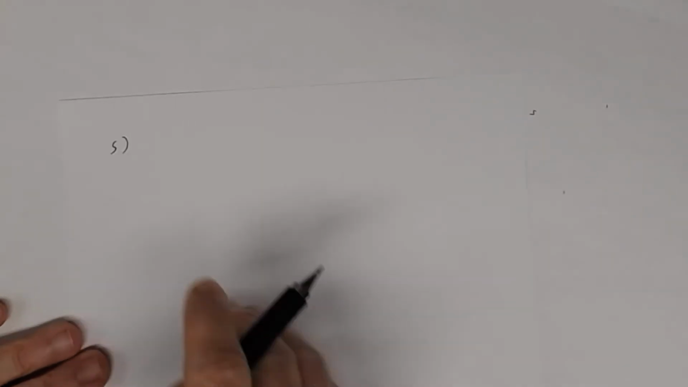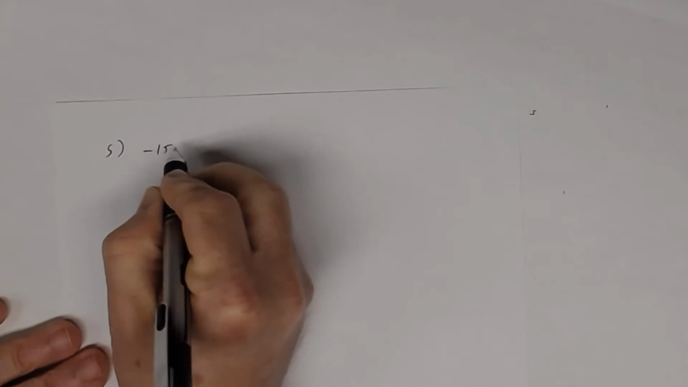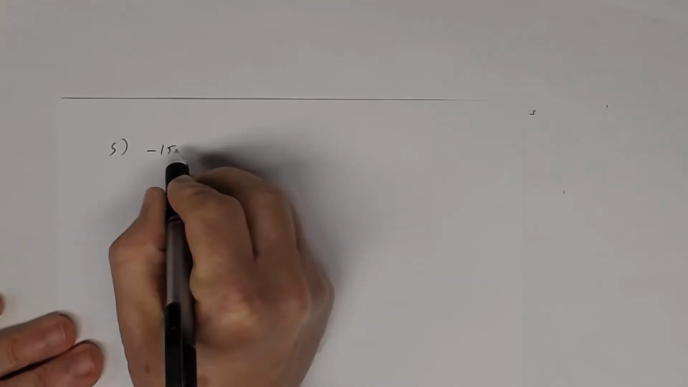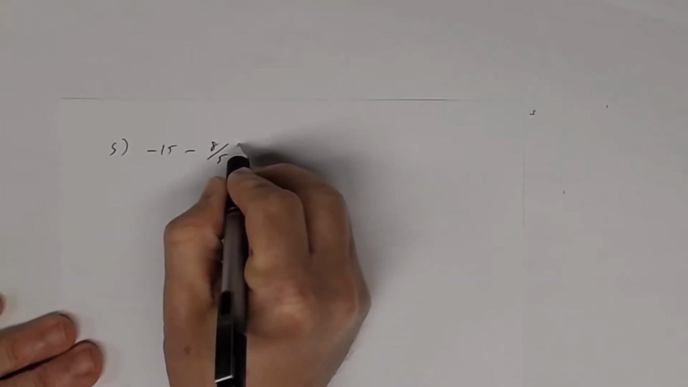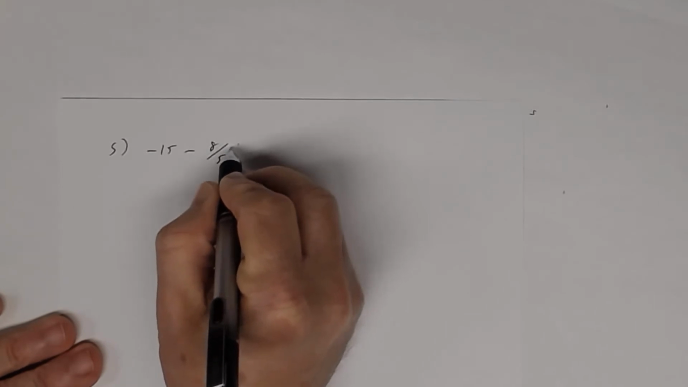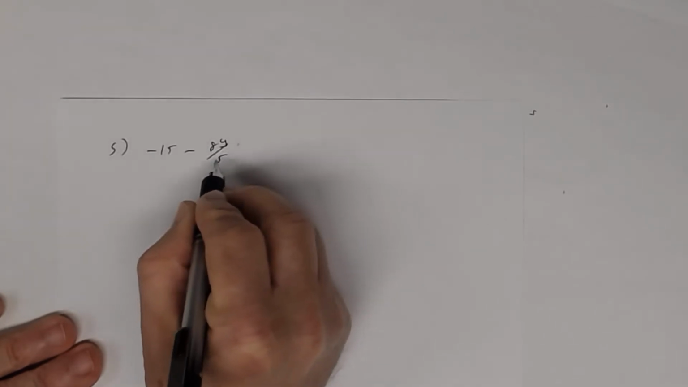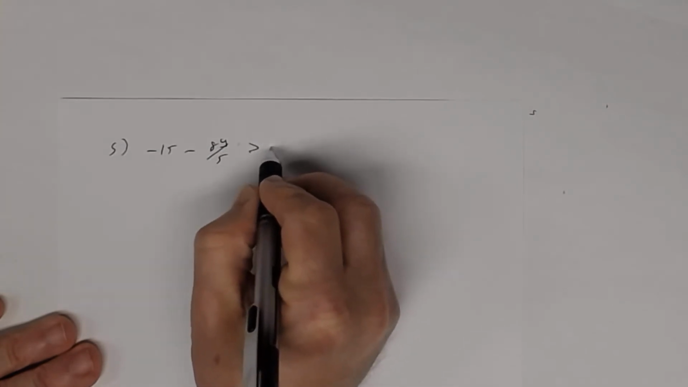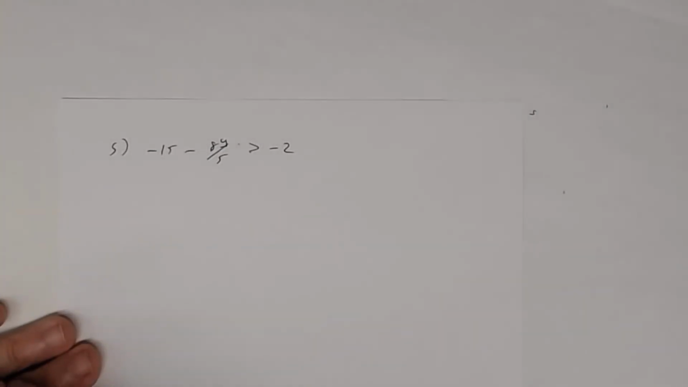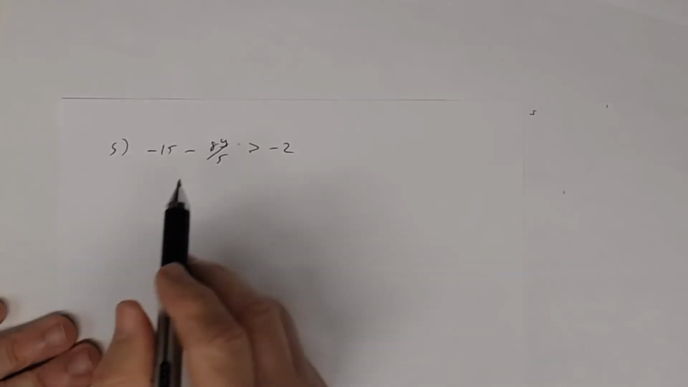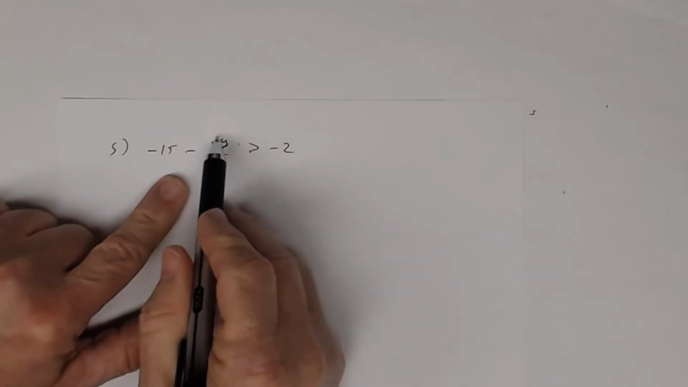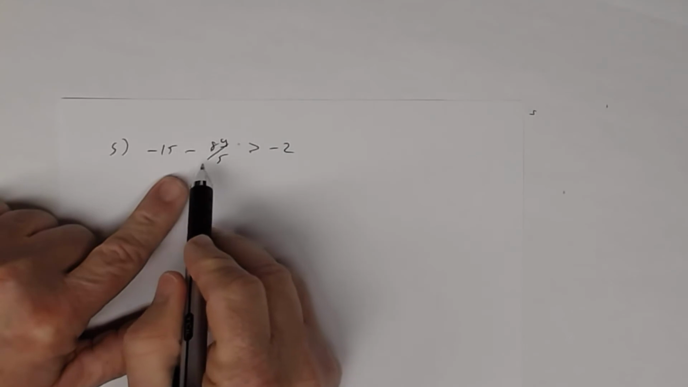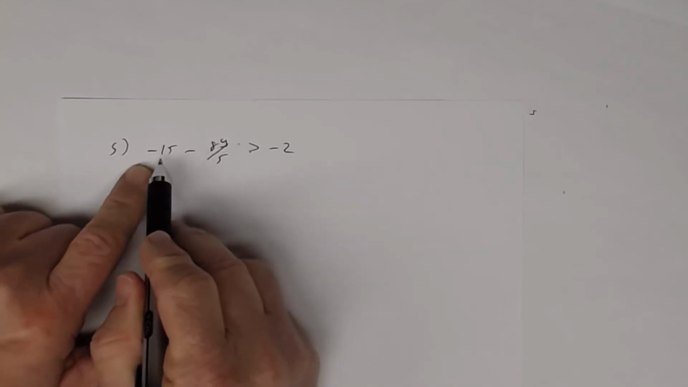All right, let's look at number 5. So number 5, we have negative 15 minus 8 fifths y. Let me write it like this: negative 8y divided by 5 is greater than or equal to negative 2. All right, so that's what I have. Now, remember, you want to isolate this variable term right here. So you want to get rid of this negative 15 first.